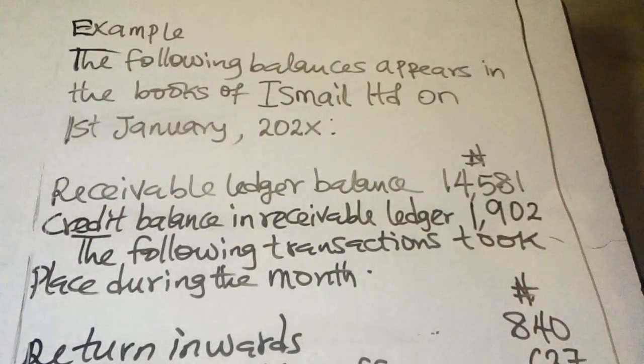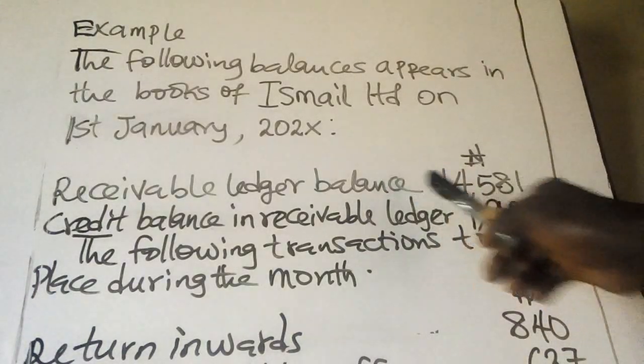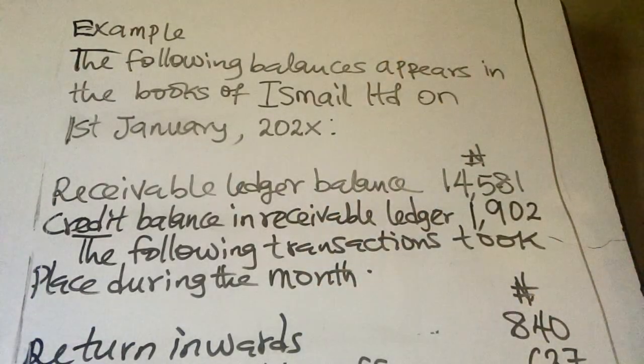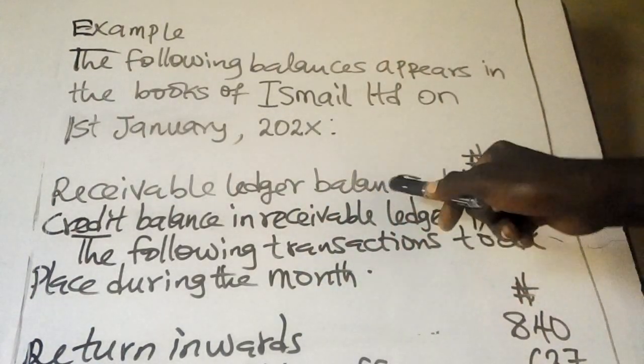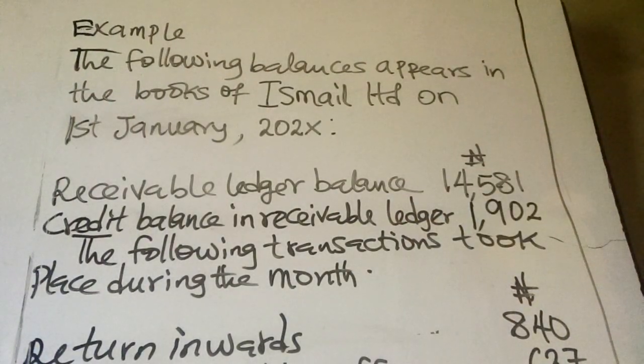The following balances appear in the books of Ismail Limited on 1st of January 22X. You are given the receivable balance. They just give you the receivable balance. We're not being told whether it is a debit or credit balance. You should know that this balance is a debit balance, where the examiner is silent like that. Since it is a debit balance, you are going to bring it down to the debit side of the receivable ledger control account.